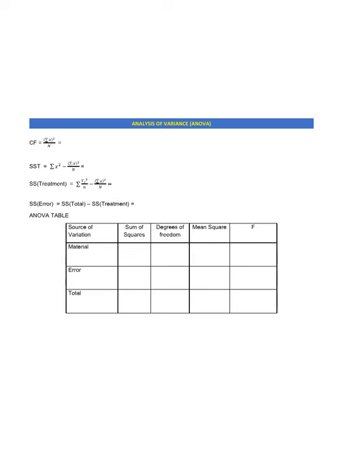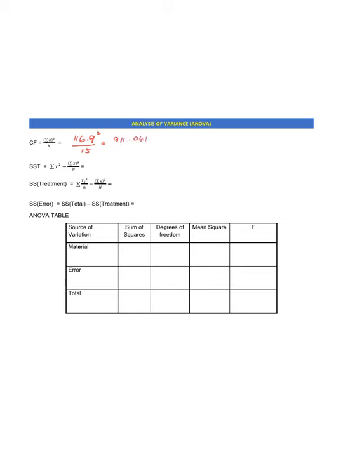Okay, now we calculate the value of CF. So CF equals to summation of x, all squared, over N. Okay, so tadi kita dah ada summation of x is equivalent to 116.9. So we have to square and then divide by 15. And we get the value of 911.041.